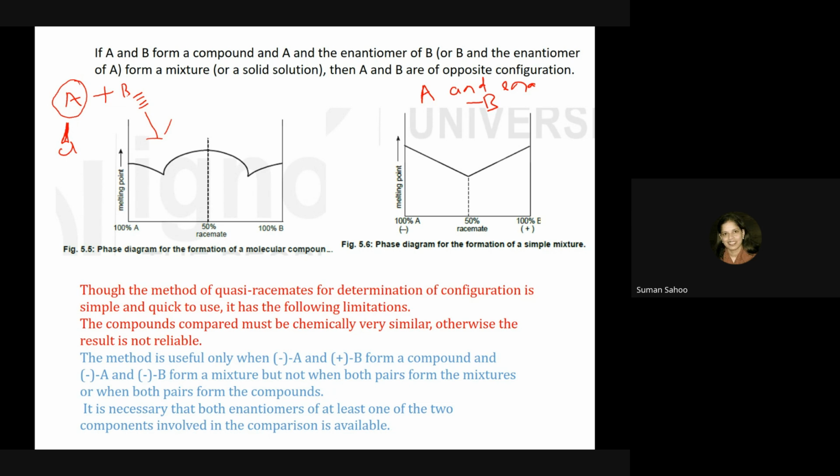So if A and B give you a compound in the phase equilibrium like this one, and A and the enantiomer of B give a solution, then we can say that A and B are of opposite configuration. If we know one's configuration, suppose the substituent group is up the plane in case of A, then the substituent where it differs would be down the plane. So this is about your quasi racemate.